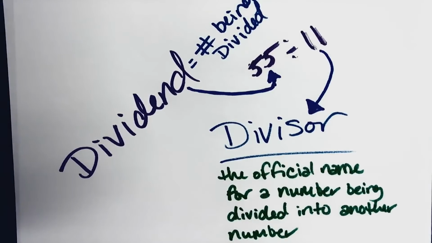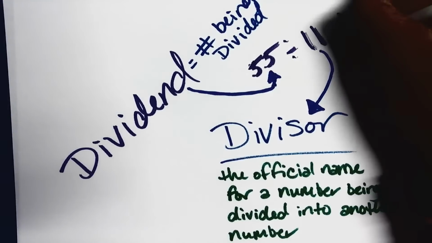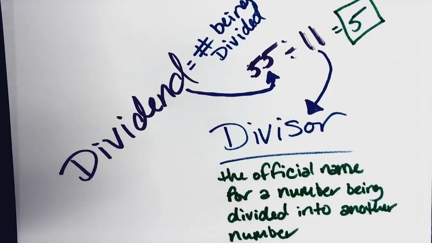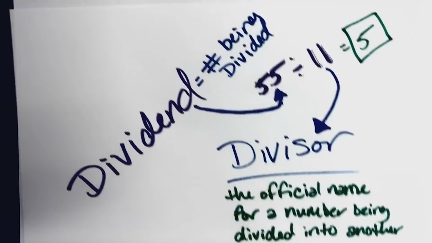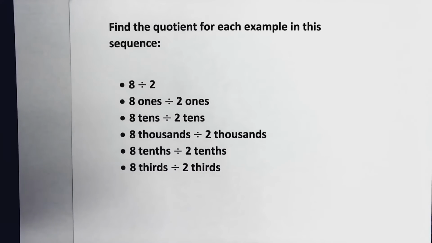So what would the quotient be? Correct. My quotient will be 5. I'm so glad you remember those terms. So let's apply and extend previous understanding of division to divide fractions. All right, students, I want you to find the quotient for each example in the sequence.